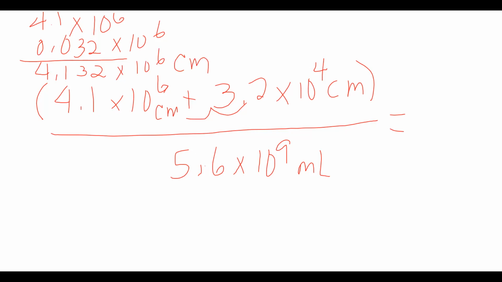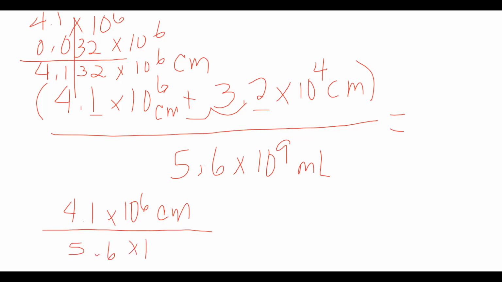That's the top part. Okay, now that we have the top part, we need to check our sig figs, because every time that you switch the way that you're doing the problem, the rules change. And this is an addition. So our addition rules follow here. And there's only one after the decimal. So we need to cut it right there. So the top part is 4.1 times 10 to the 6. And this is centimeters because we're just adding, right? Divided by 5.6 times 10 to the 9th.